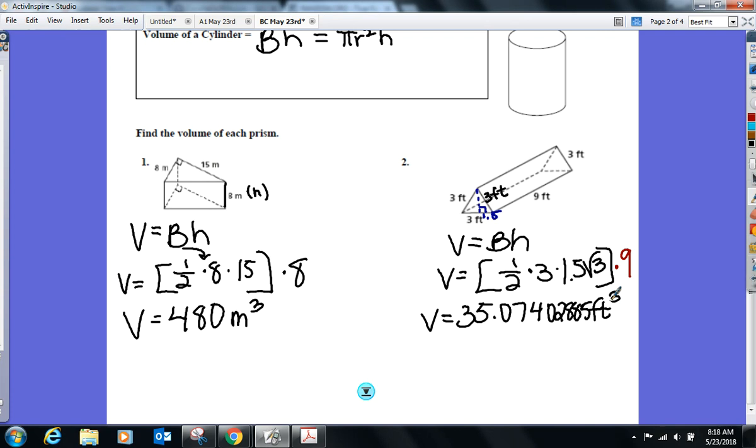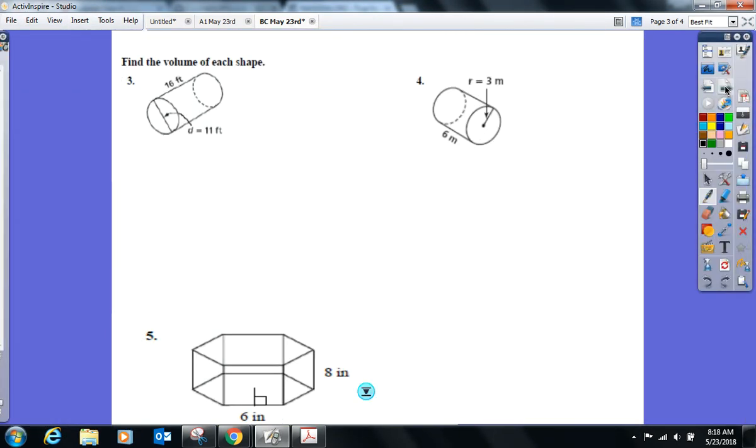Questions, comments? All right, I'm going to let you guys do the cylinders in your group. And then we'll do this hexagonal prism down below together. Just make sure you leave 3 and 4. Let's make it easy on ourselves so we don't have to write down all these decimals. Just leave your answer in terms of pi. Okay, for 3 and 4, leave your answer in terms of pi.